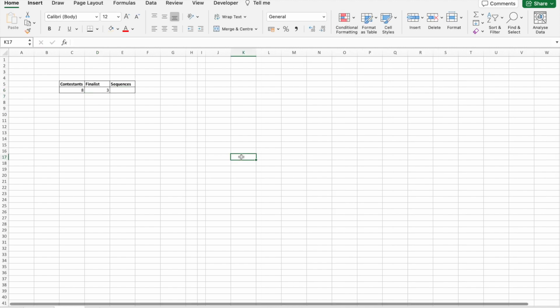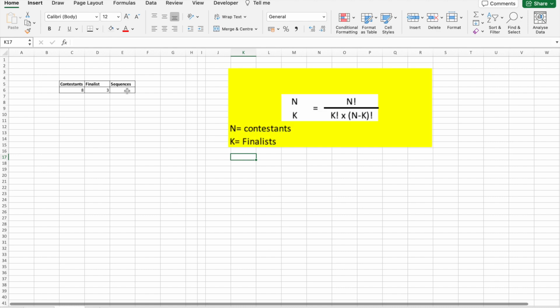Now when you have a subgroup in a sequence problem, it is a little different. In this example, there are still 8 contestants, but only 3 of them make it to the final. To get the number of sequences where 3 out of the 8 people make it to the final, you can use this formula. The exclamation mark is the same as a permutation. That means you can use the FACT function for every exclamation mark you see in the formula. Now you know the total contestants, the number of finalists, and the formula, so that means you just fill it in for the answer.